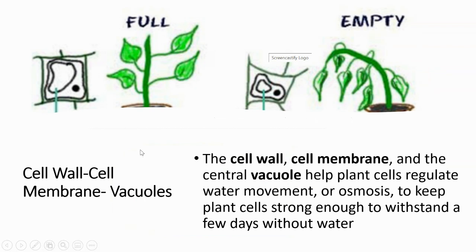So, how do the cell wall, cell membrane, and vacuoles work together? Well, the cell wall, cell membrane, and central vacuole are going to help plants regulate their water movement, known as osmosis. And they also keep the plant cell strong enough to withstand a few days without water. They really do rely on each other to provide structure. And turgor pressure is something that is vital in this whole partnership.